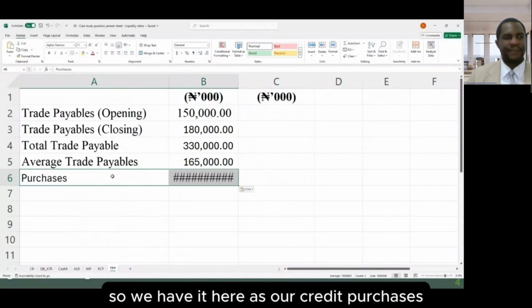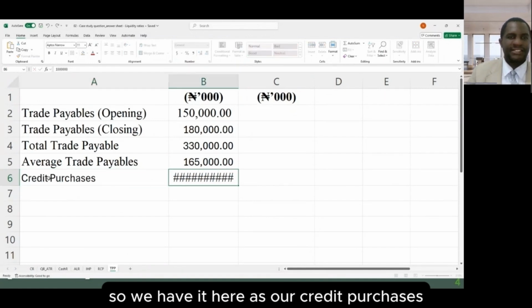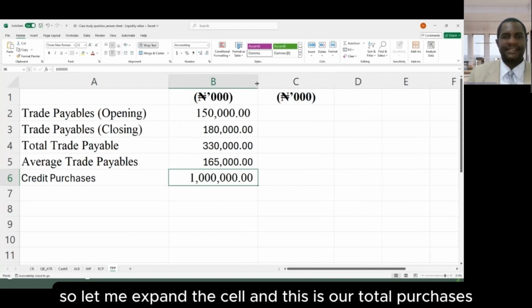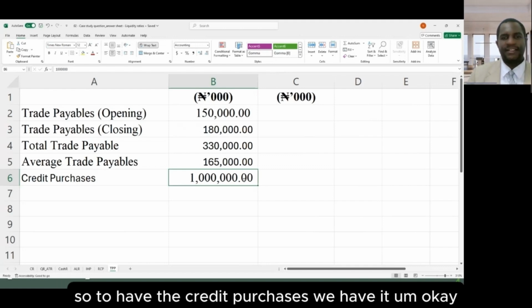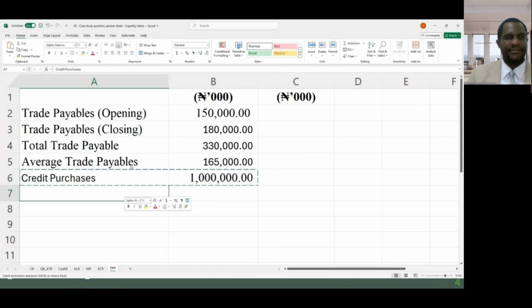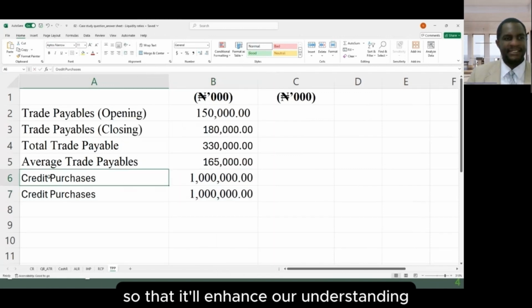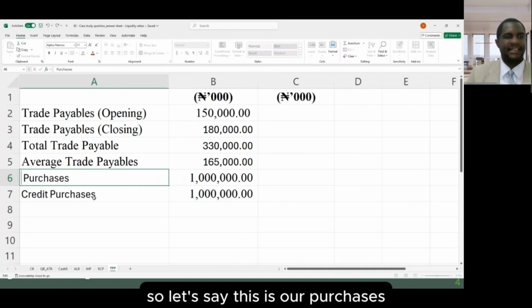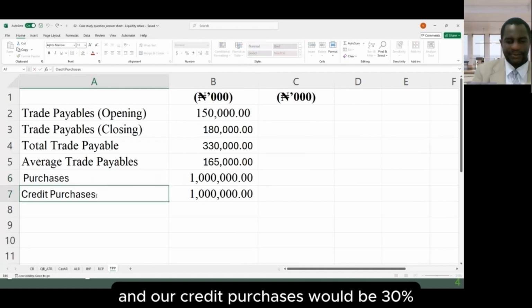So we have it here as our credit purchases. Let me expand the cell, and this is our total purchases. To have the credit purchases, let me take this to another cell, if that would enhance our understanding. So let's say this is our purchases, and our credit purchases would be 30%.